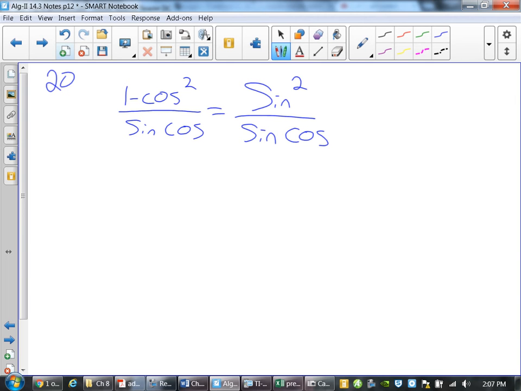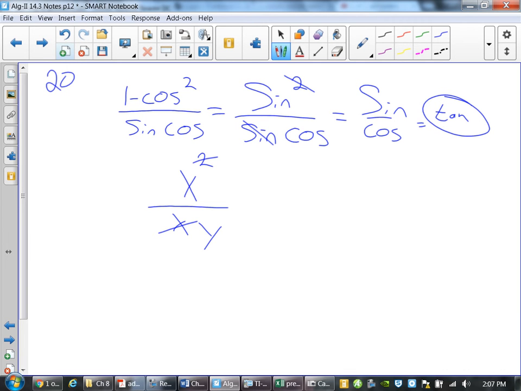This now becomes the same problem as this. Simplify it. What do you get? 1 over y. And what's sine over cosine? There you are. Let me get you tangent.